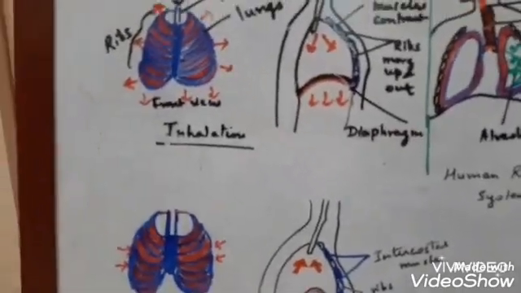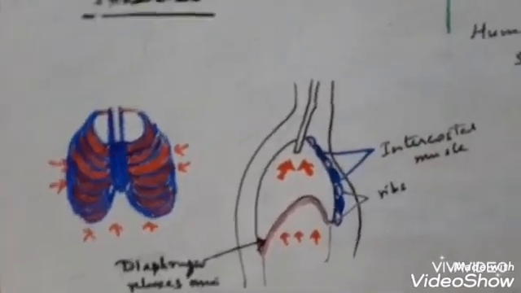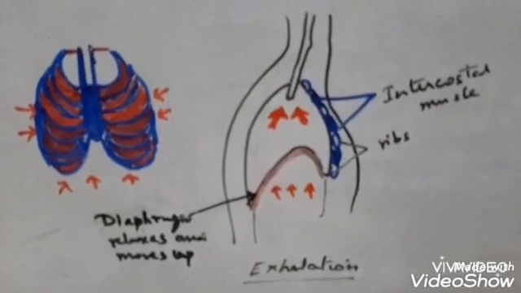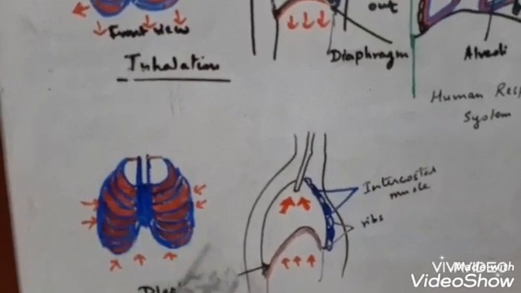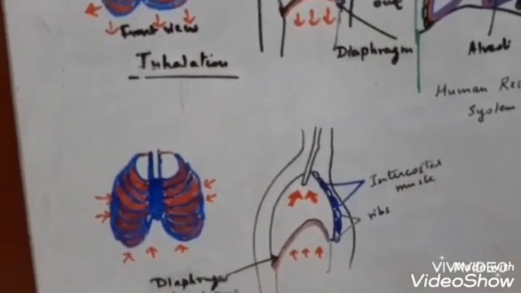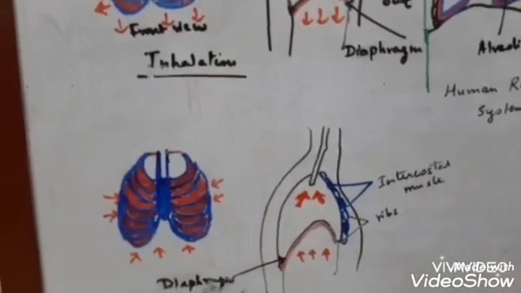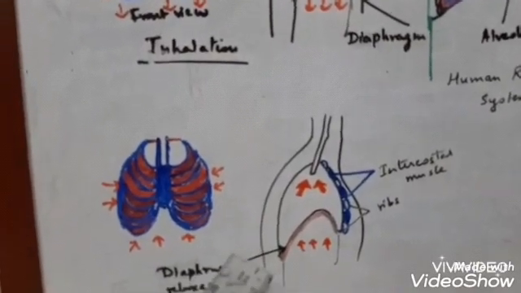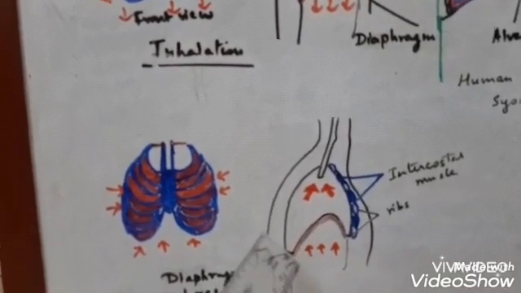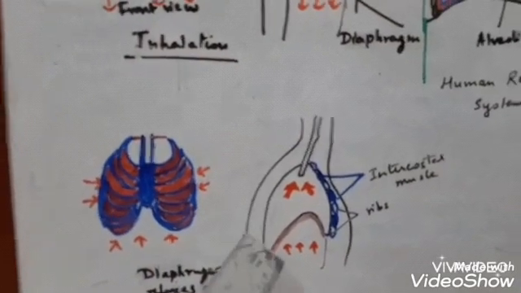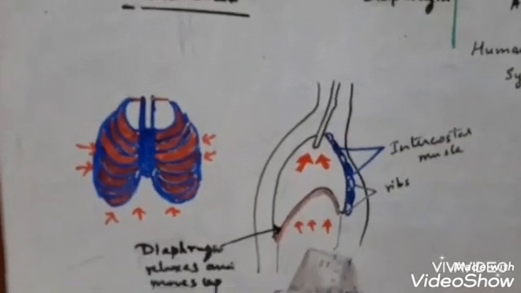Now the next part is exhalation or expiration. Just the opposite happens during exhalation. It is the process where the expulsion of the foul air takes place. Expulsion means the carbon dioxide rich air is exhaled out from the lungs. During this process the intercostal muscle relaxes and the diaphragm also relaxes. The diaphragm usually regains its original shape.